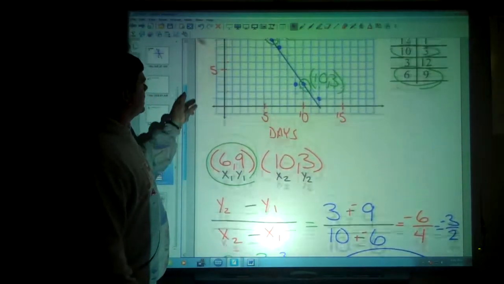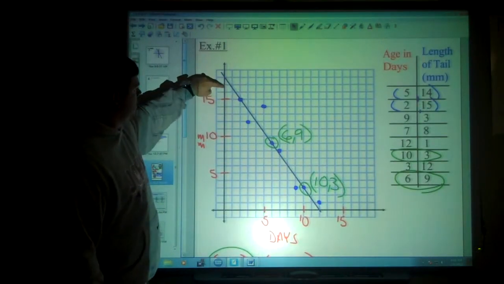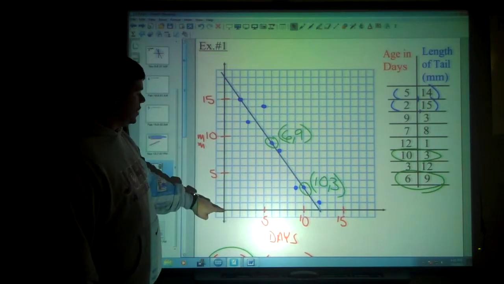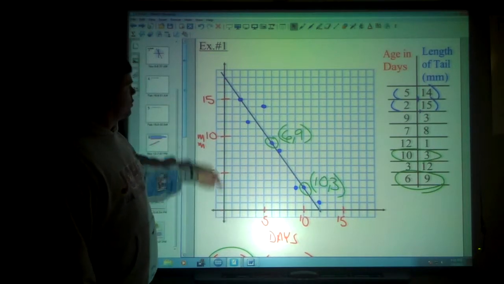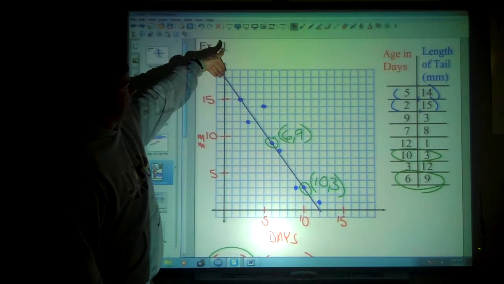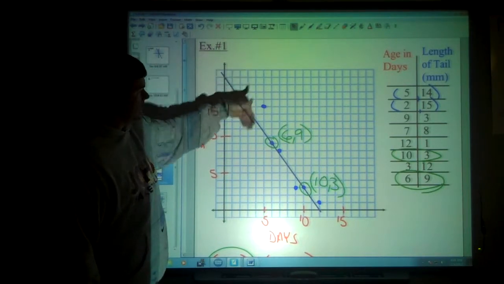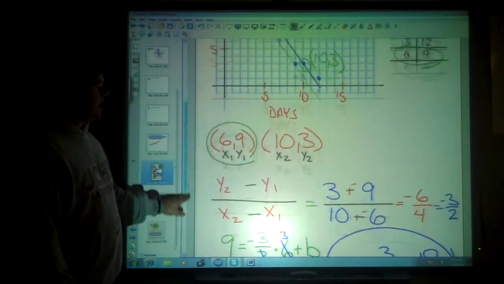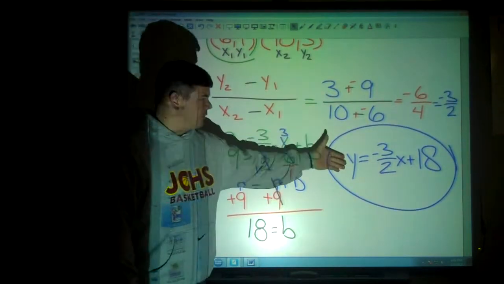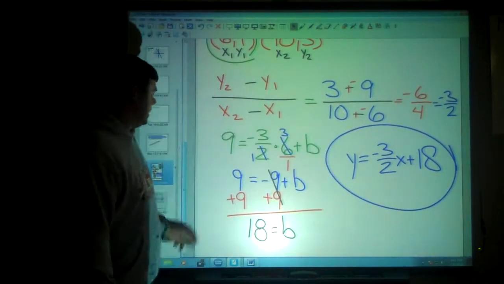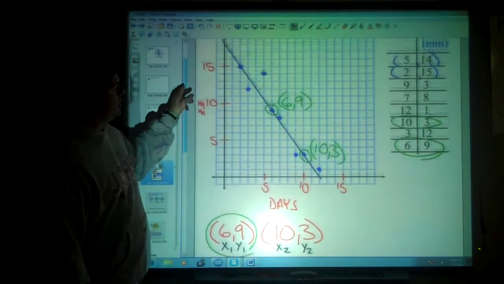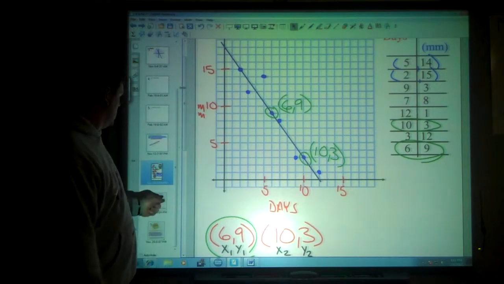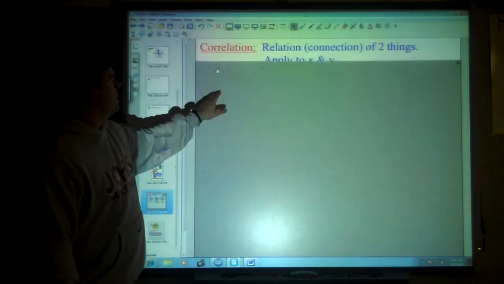If this line were to continue, 16, 17, 18, so according to this, at 0, when the tadpoles are just born, they're roughly going to have 18 millimeter tails that get smaller as they get older. So again, we use it as a predictor. This is not an exact amount for every tadpole that exists. It is based on the data and how we use that data to come up with our equation for that real life problem. All right?